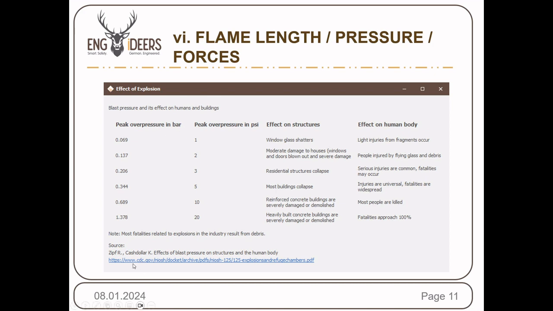This is taken from this website, which is derived, I think, from nuclear explosion testing. But of course, explosion is explosion, so the pressures do the same thing. As you can see, if you have certain overpressures, let's just take what we calculated, around 150 millibar, then you already have damages to houses, windows and doors are blown out and severe damages, and people would be injured by flying glass and debris. So that's what you would see if you have such a pressure.